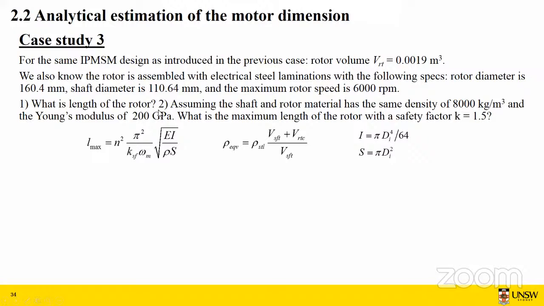So what is the length of the rotor? Okay, this is simple. And assume the shaft and rotor material has the same density of 8,000 kilogram per cubic meter, and the Young's modulus is 200 gigapascal. What is the maximum length of the rotor if we consider a safety factor of 1.5? Okay, so you will need to use these equations in the calculation. Again, I'll give you 3 minutes to try this. Okay, and after that, I'll review the answers and we'll check it together.